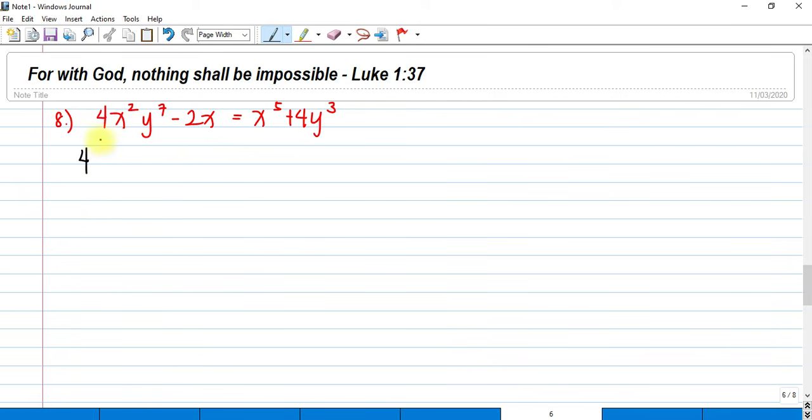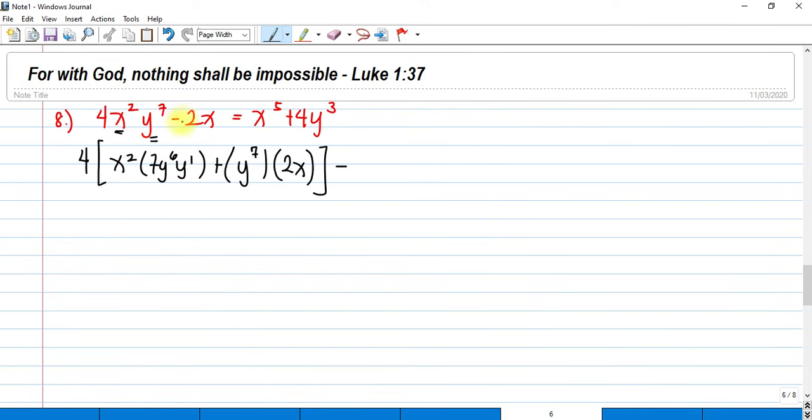Then I'm going to get the derivative of this. The 4 is multiplied by x squared and y raised to 7, so I'm going to get the derivative of x squared and y raised to 7 by the product rule. That's x squared multiplied by 7y raised to 6, power rule, then we have y prime because we are differentiating with respect to y. And then plus y raised to 7 multiplied by the derivative of x squared, which is 2x. So this is the product rule for x squared y raised to 7.